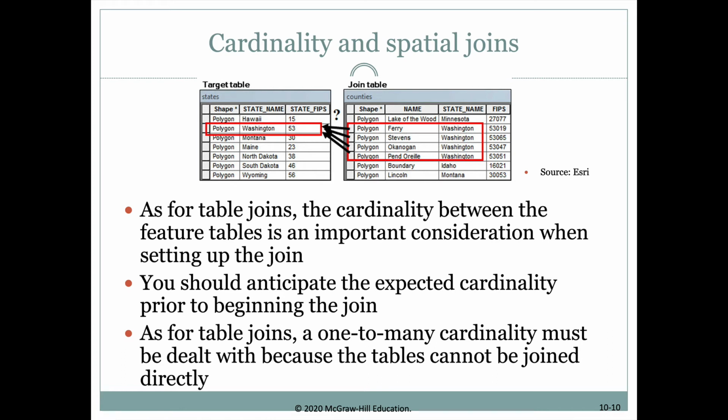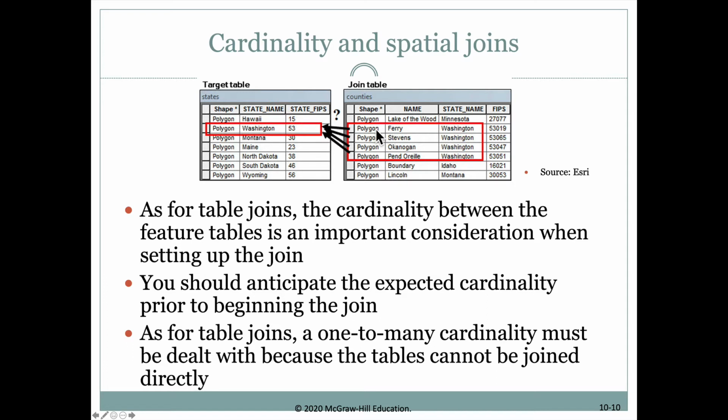In table joins, we have four different types of cardinality: one-to-one, one-to-many, many-to-one, and many-to-many. And just like some of those are easily dealt with and others are more difficult to deal with in table joins, the same is true of these spatial joins.